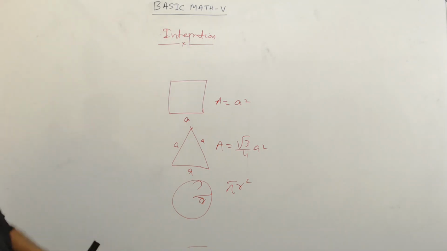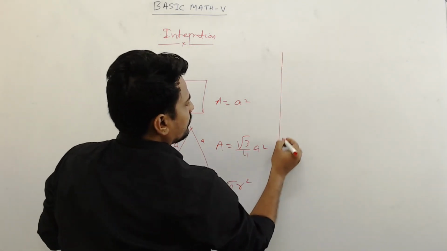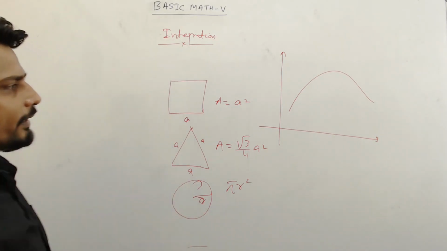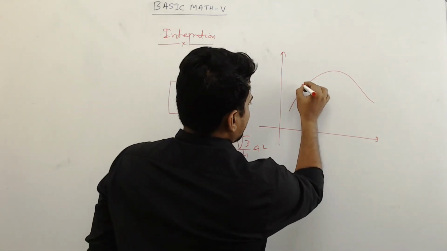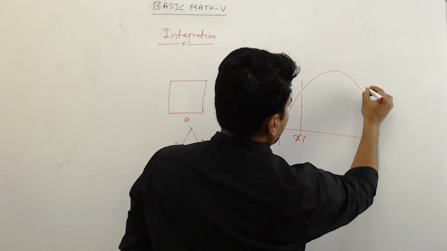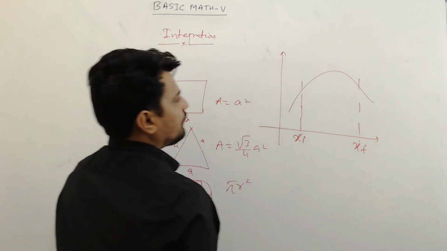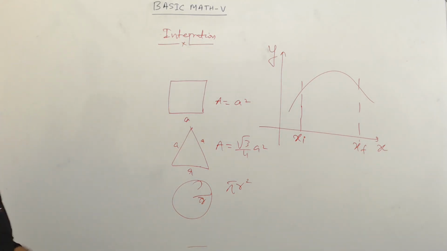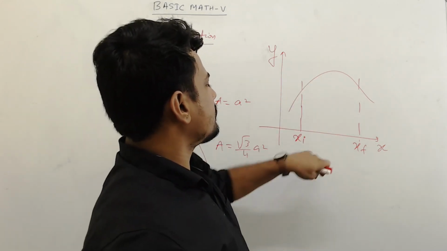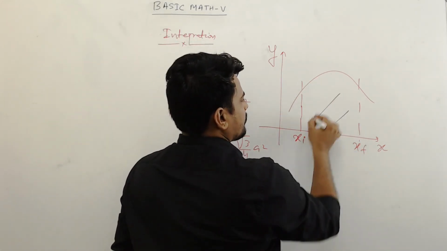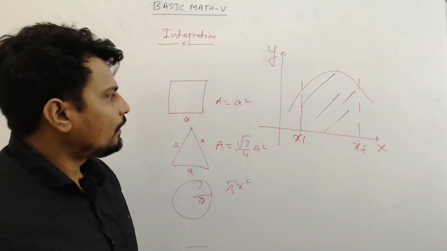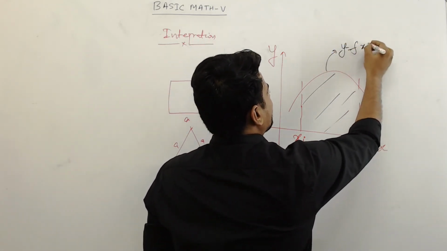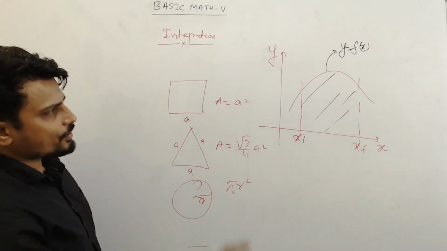Okay. Now, let's say I give you some graph like this, and I ask you to find the area. Let's say this is your x initial, and this is your x final, and this is your y-axis, and this is your x-axis. I want you to find the area that this curve and this x-axis enclose in this region between xi and xf. Basically, I'm asking you to find the area of this region. Now, you do not have any particular idea about this shape, right? Let's suppose I have given you this function y equals f of x, some function of x. Apart from that, nothing else is known to you.